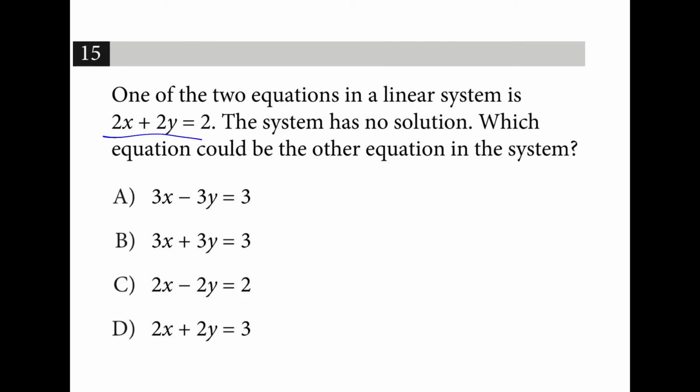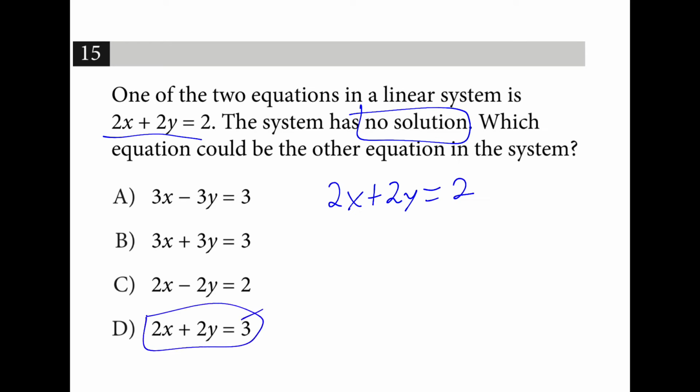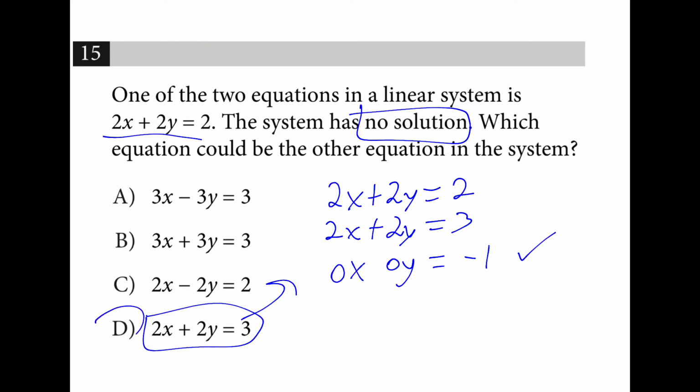This is one of the equations and there's no solution. So that means the coefficients for the variables cancel each other out, but there's a wrong number over there for the constants. So if we took 2x plus 2y is equal to 2 and we slid this one in, 2x plus 2y is equal to 3, we can subtract straight down 0x, 0y, and negative 1. No solution.